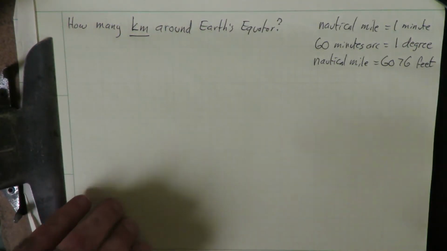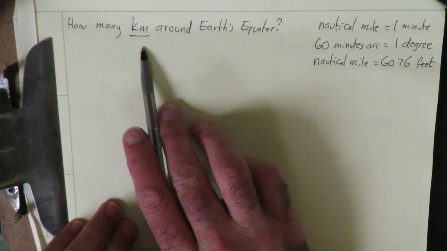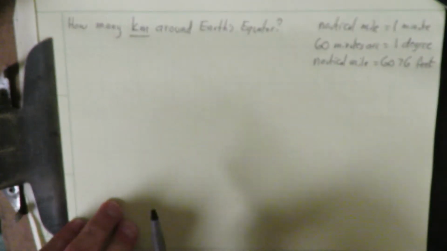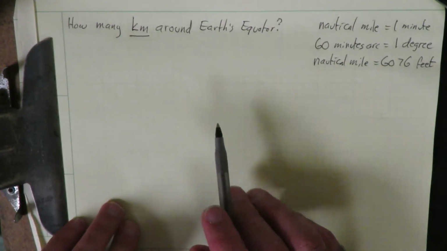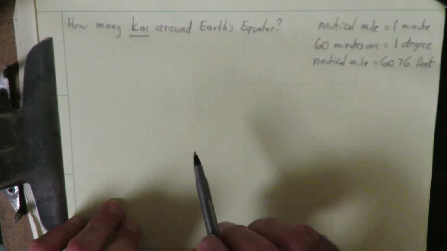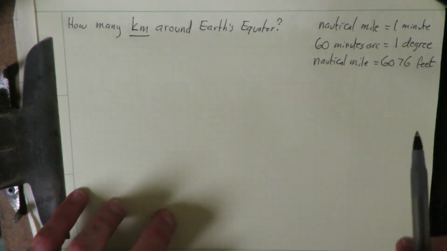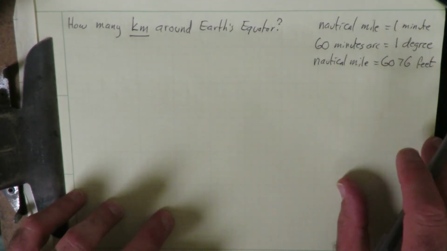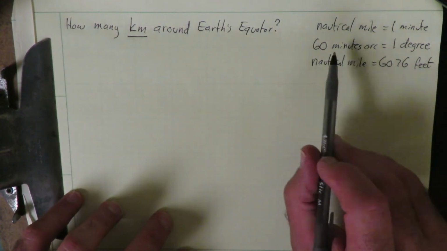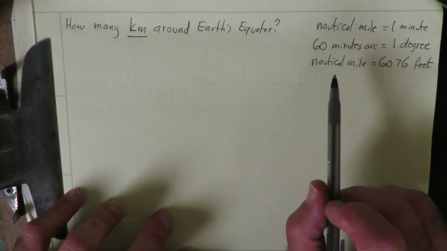Okay, so next, let's figure out how many kilometers it is around Earth's equator. How many kilometers around Earth's equator? Now, we could look that up on the internet, but that'd be no fun. So let's do it the interesting way. Now, the conversion factors we're going to use for this are nautical miles. That's the way we're going to go with it.